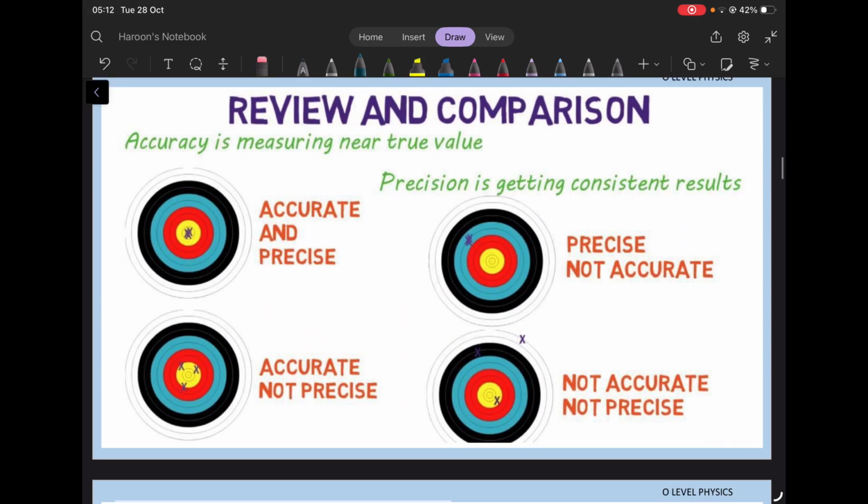Lastly, over here you can see one of my throws is over here, the second one over here, the third one over here. Only one of my three throws is on the target. So are they accurate? Not really. And are they precise? Not really. They are far away from each other. So not accurate and not precise. So these are the concepts for the first chapter.